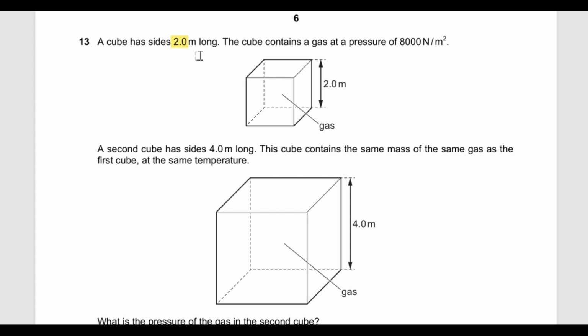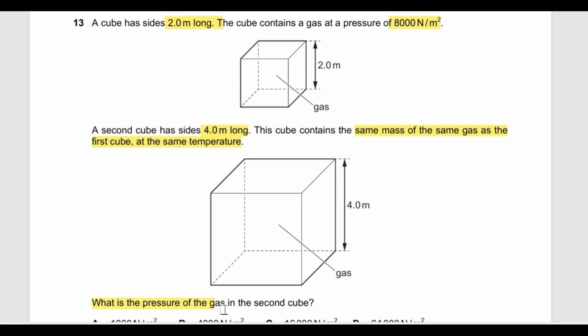Question number 13 says, a cube has sides 3 meter long and the cube contains a gas at pressure 800 Newton per meter. A second cube has sides 4 meter long and the cube contains the same mass of the gas as in the first cube at same temperature. What is the pressure of the gas in the second cube? The question is saying that the temperature is held constant and pressure and volume are changing, so we can use Boyle's law.